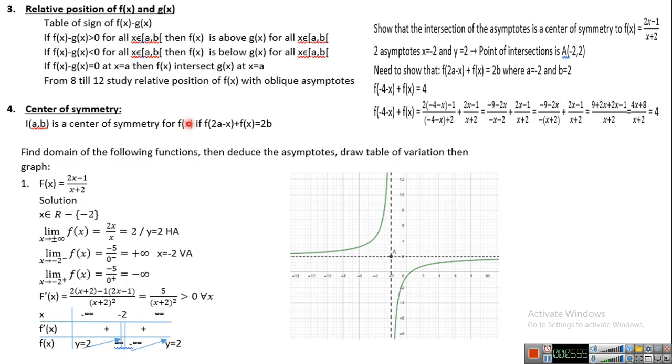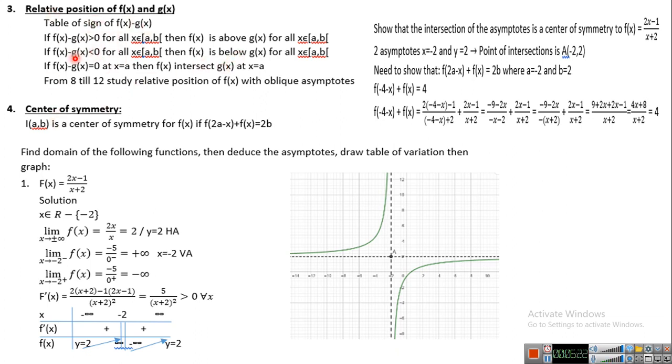Now we're going to talk about things you also took last year, the relative position of two functions. If they ask you what is the relative position between two functions, you just need to do f of x minus g of x and do its table of sign. If f of x minus g of x is positive, you say f of x is above g of x. If it's less than 0, you say f of x is below g of x. And if it's equal to 0, it means they intersect. We're going to see it in the coming problems.